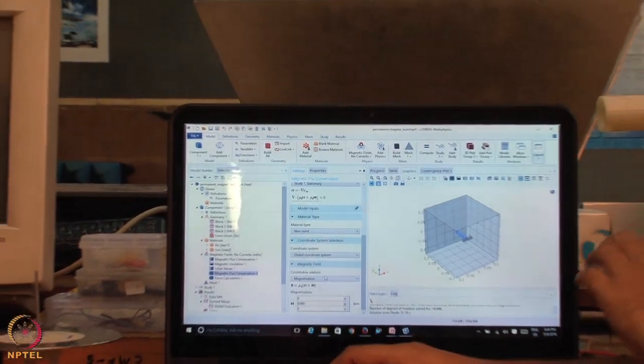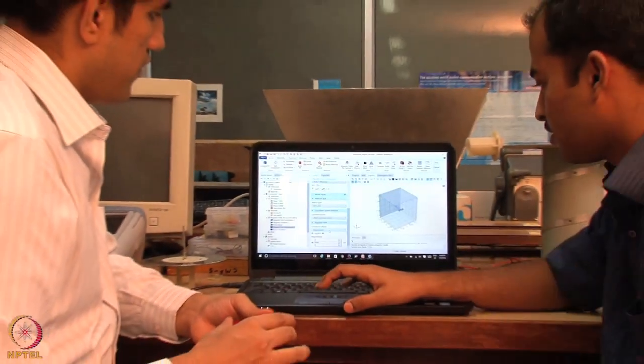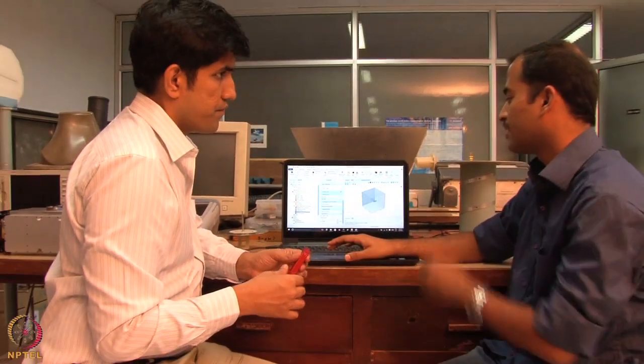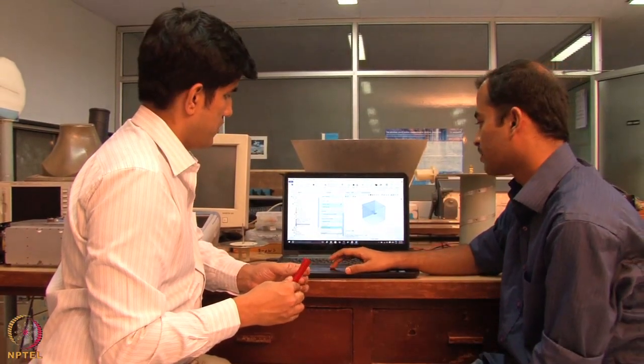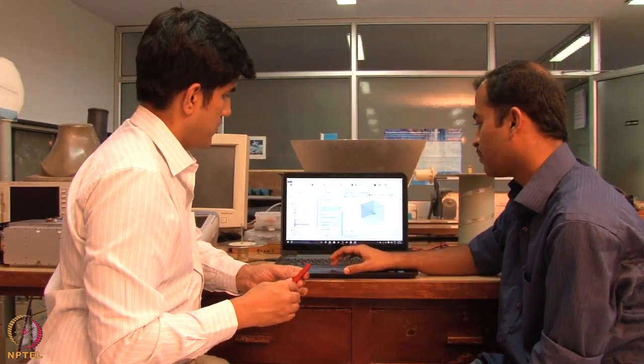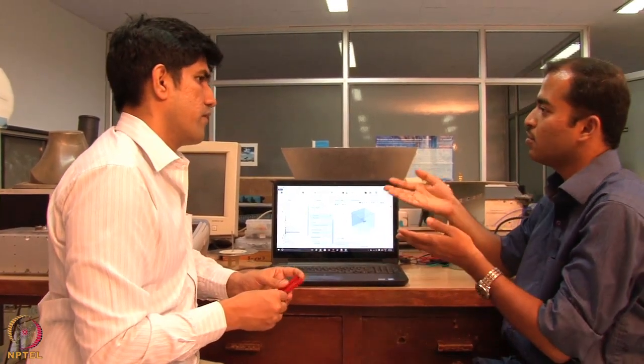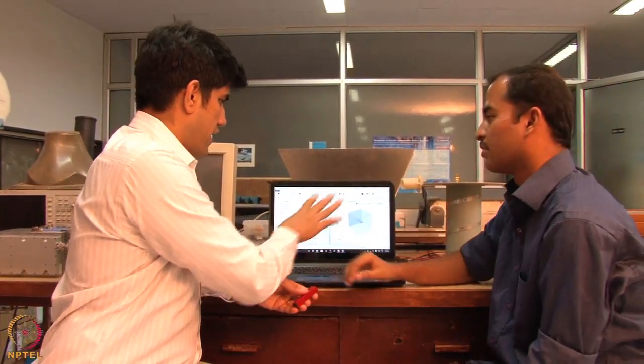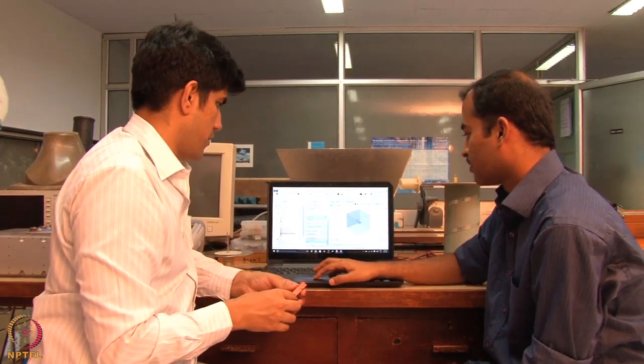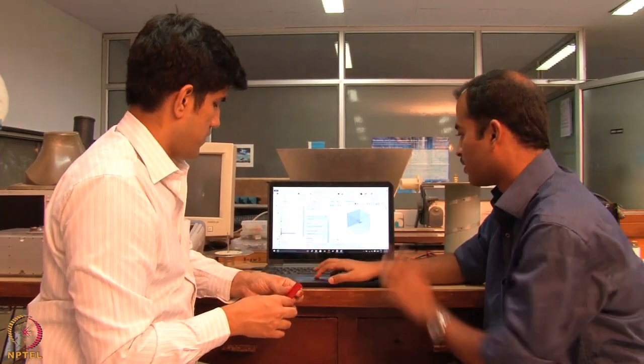So this is for permanent magnets. If this constitutive relation is for another material, suppose some linear material, we can give the relative permeability, so B is equal to mu 0 mu r H. In this case, we have taken air, so we are not talking about the relative permeability. There are many other options.